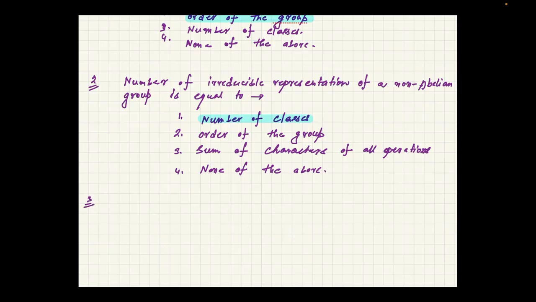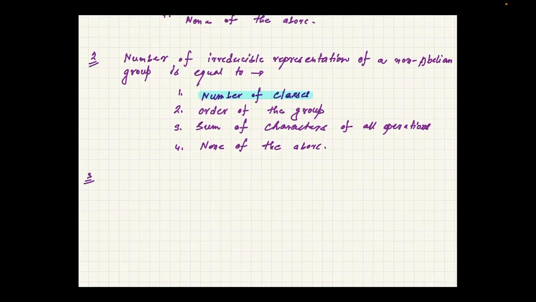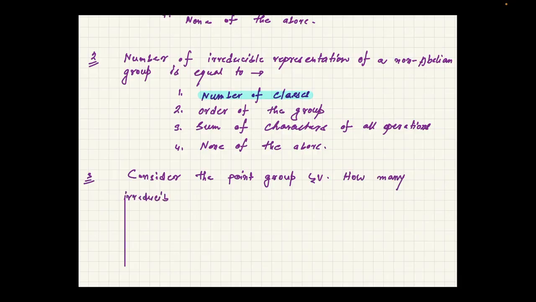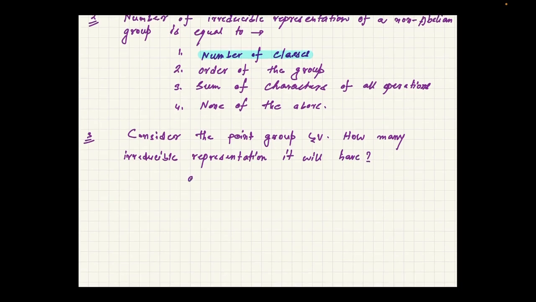Number 3, consider the point group C2v, how many irreducible representations it will have. A is 3, B is 2, C is 4, and D is 1.